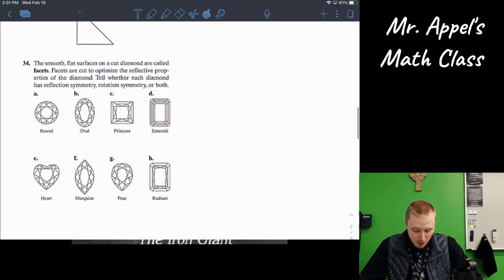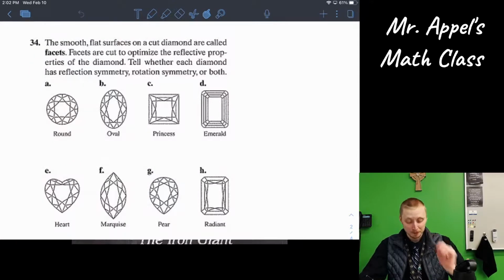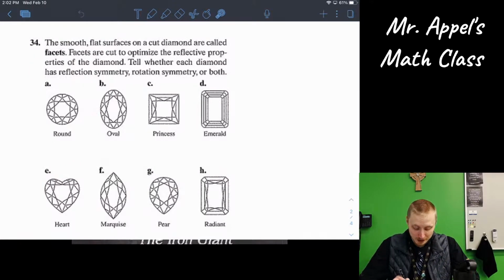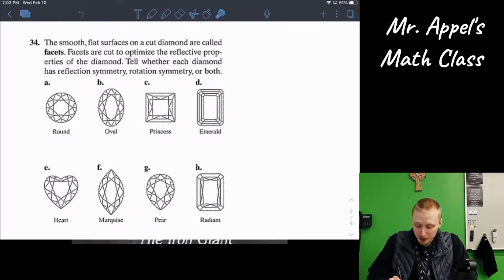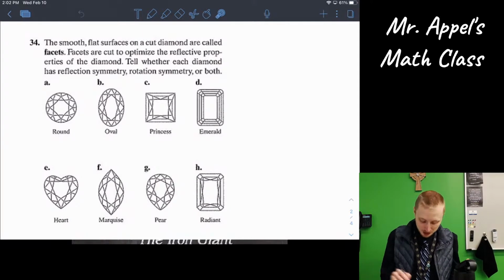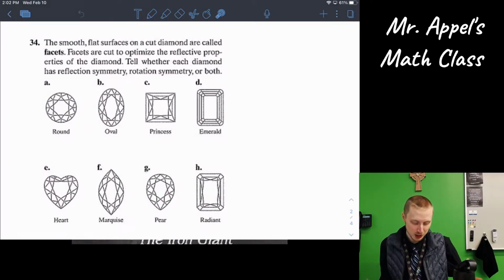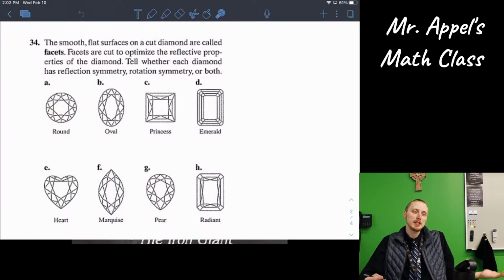And then 34 is where we start applying it to more interesting scenarios. Here we have a bunch of different gemstone cuts. Not just diamond, but these cuts apply to any type of gemstone. Different ways you can shape it, mold it to make pretty shiny rocks. They're a big deal. It's a major industry.